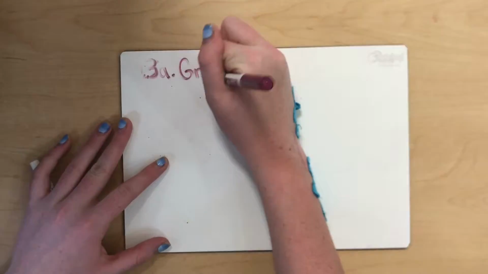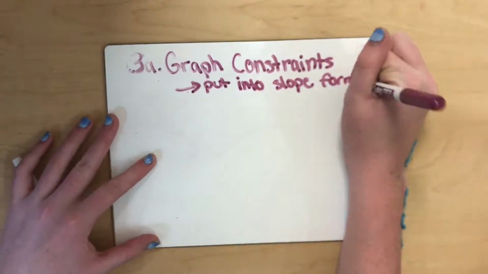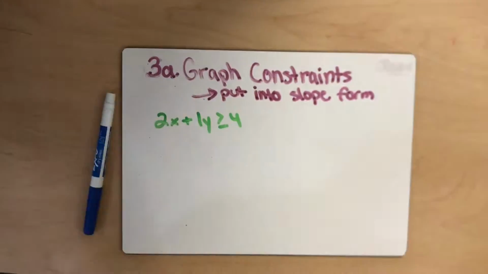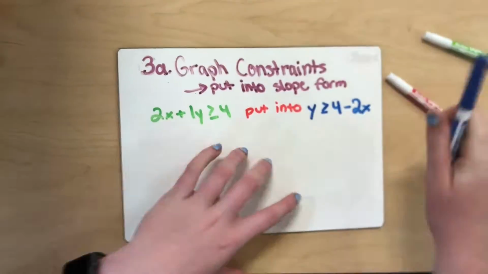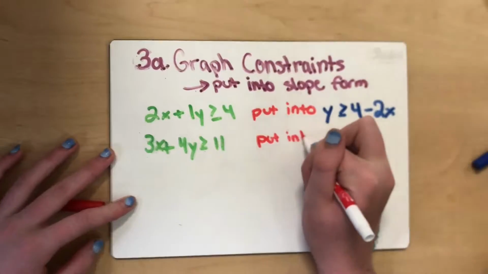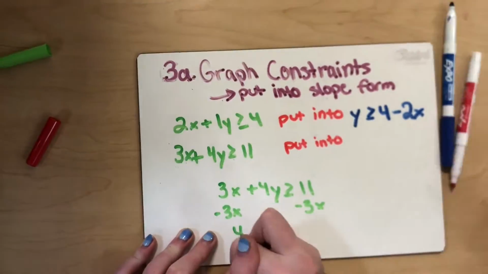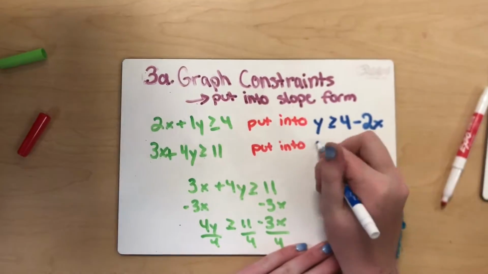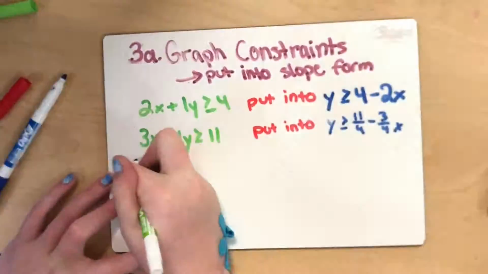Step 3 is to graph your constraints. But in this one, we're going to put each of our equations into slope form. Our first equation is 2x plus 1y greater than or equal to 4. When we put that into slope form, y should be greater than or equal to 4 minus 2x. Our next equation is 3x plus 4y greater than or equal to 11. When we put that into slope form, it's a little harder, so we can do it out. You first want to get 4y on its own side, and then you want to get y singular. So this comes out to y greater than or equal to 11 over 4 minus 3/4 x.